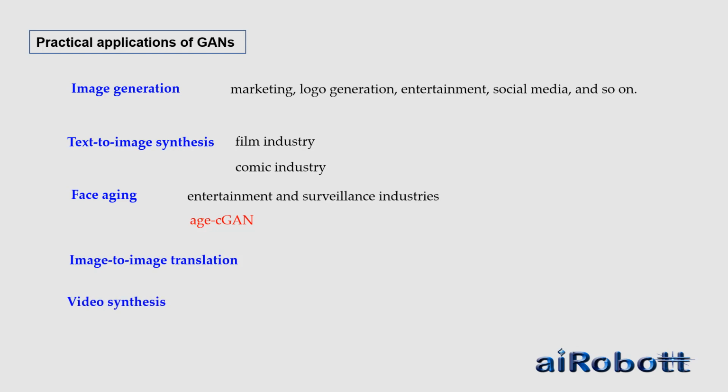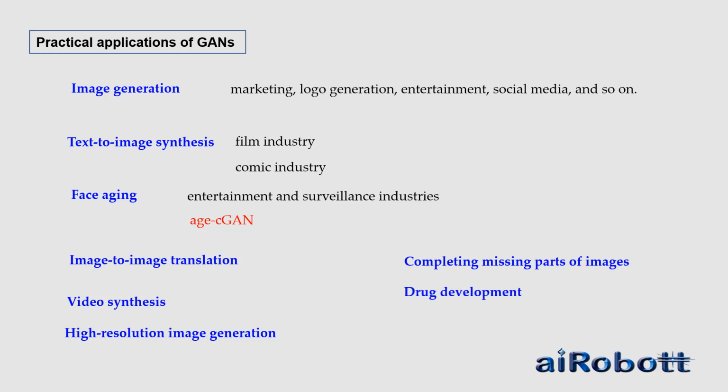Video synthesis. GANs can also be used to generate videos in less time. High resolution image generation. GANs can help you generate high resolution images without losing any essential details from low resolution images. They can be useful on websites, completing missing parts of images, drug development, and many more practical applications.